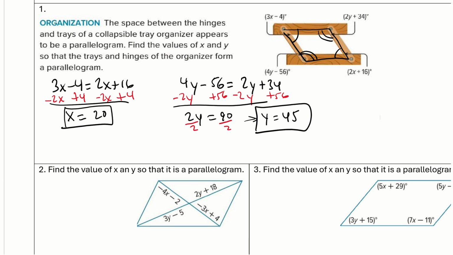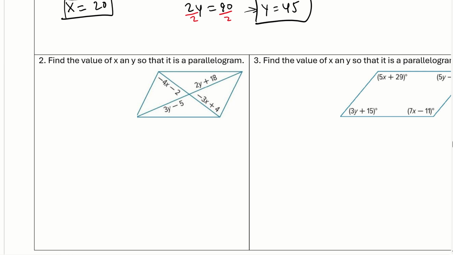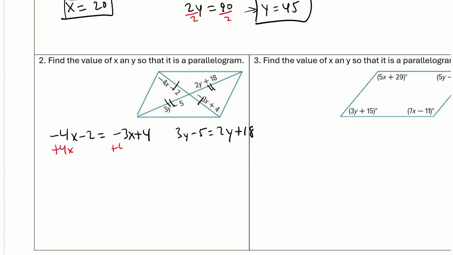Okay, number 2, find the values of x and y so that it is a parallelogram. So remember, if this is a parallelogram, the diagonals must be congruent. Okay, so you set those equal. So we get negative 4x minus 2 equals negative 3x plus 4. And we also get 3y minus 5 equals 2y plus 18. So set those diagonals equal, and then we can solve. So I'm going to add 4x to both sides because that's a negative 4x. And then I'm going to subtract 4 here.